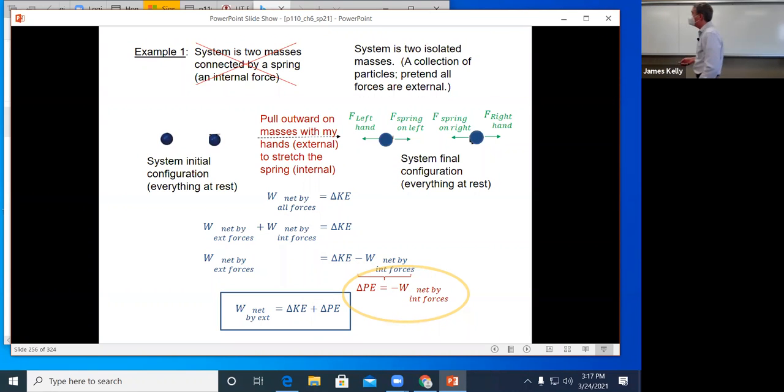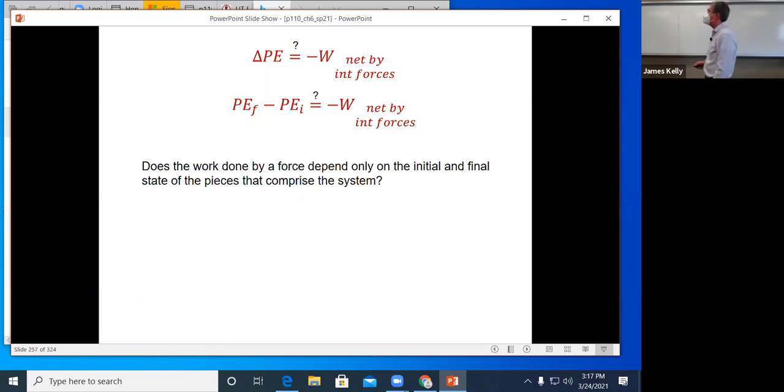So I'm going to question that now. Does it really make sense to say a change in a potential energy is equal to the negative net work done by internal forces, or the final potential energy minus the initial potential energy is the work done by internal forces? It's suggesting that the work done by internal forces somehow just depends on the initial configuration and the final configuration, but it doesn't depend on how you get from the initial to final configuration.